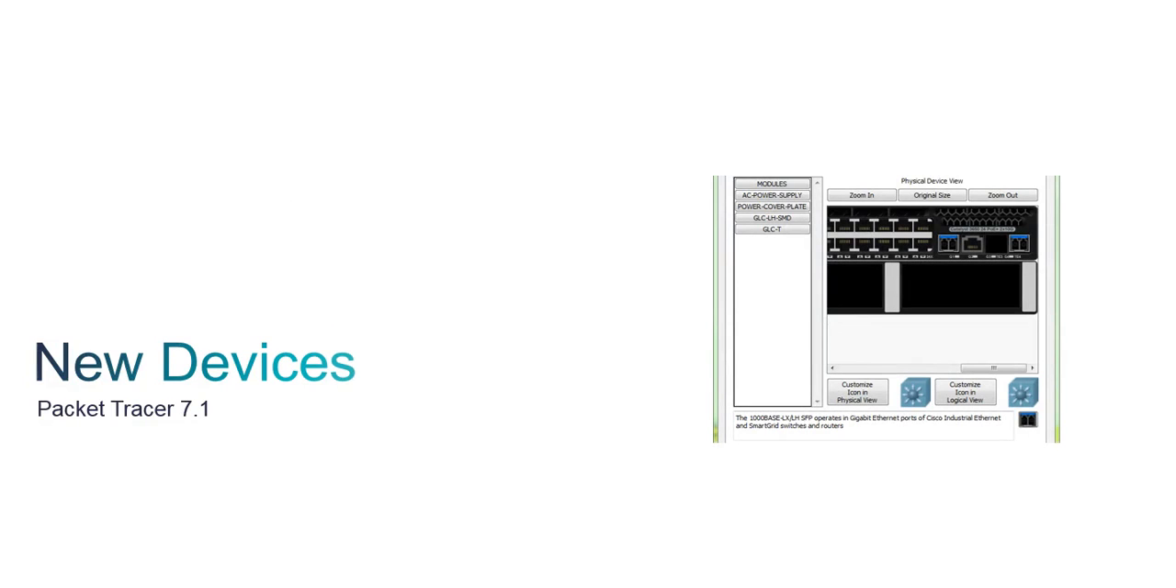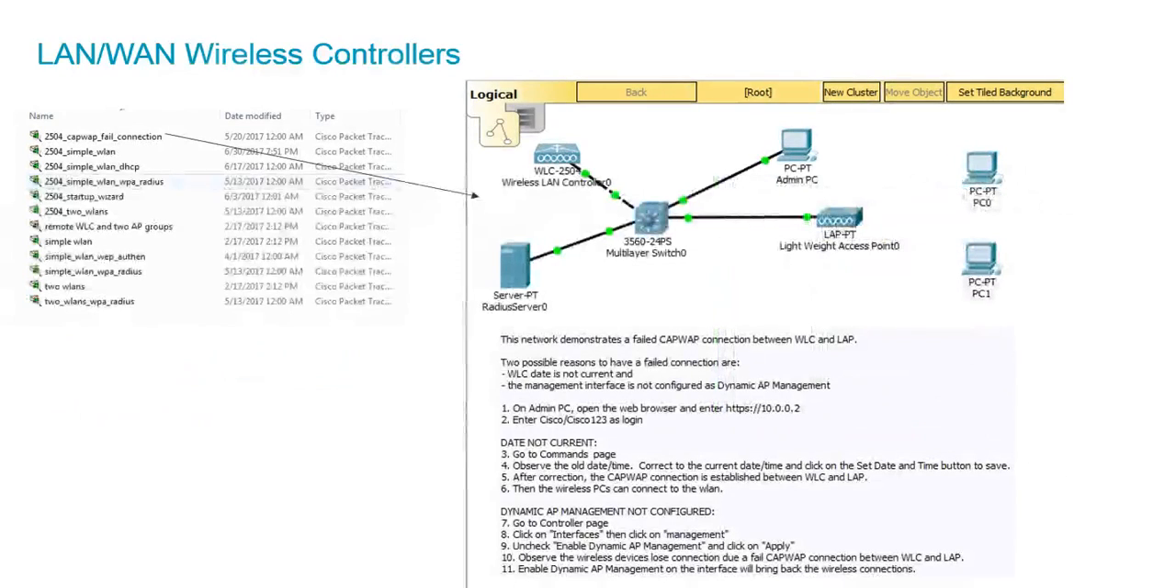Let's look at the new devices. New devices inside the wireless category are the LAN/WAN wireless controllers and APs. There are multiple example files to assist you in your learning of using and installing these devices. Here is one file showing CAPWAP being activated.